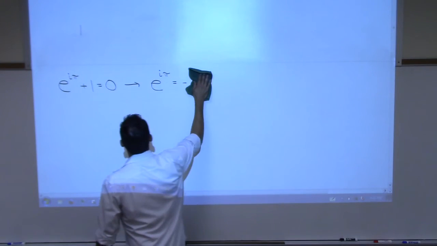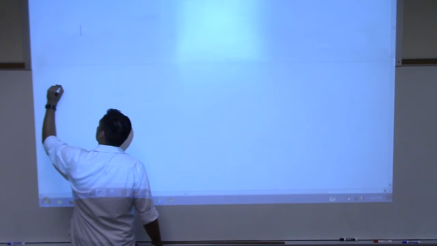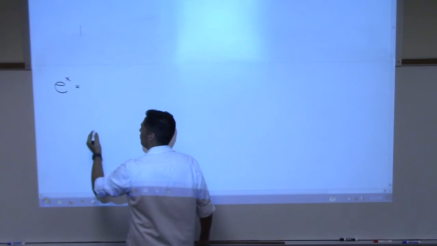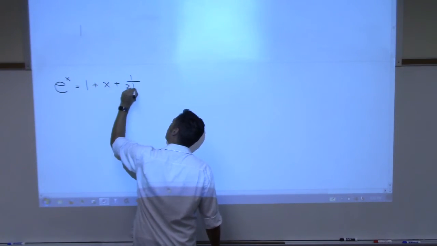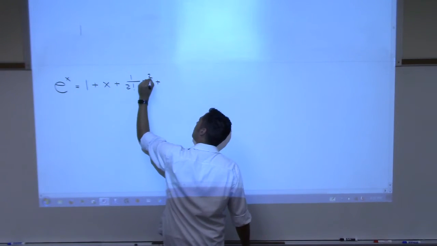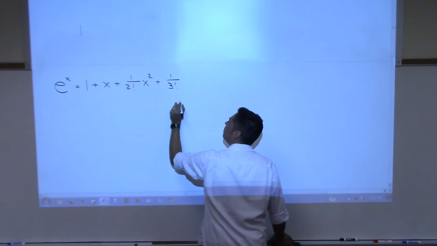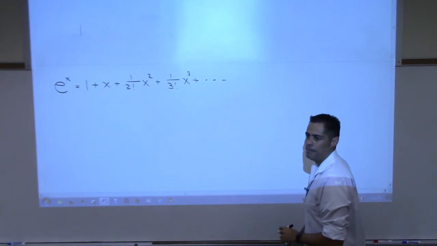All right. Remember what I'm trying to show you. And 8 minutes. All right, what is e to the x written in its power series? 1 plus x plus 1 over 2 factorial x squared plus 1 over 3 factorial x cubed plus ... Right? We just did that.